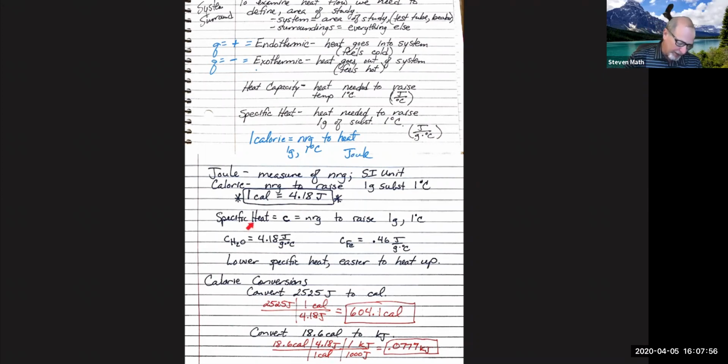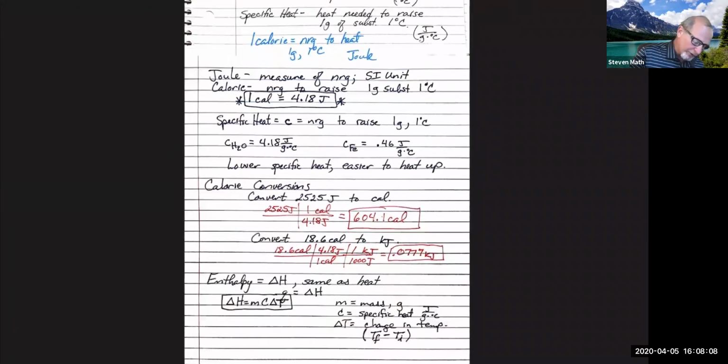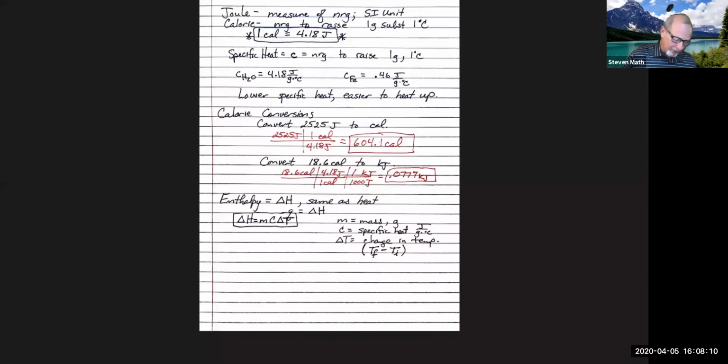So specific heat, uppercase C, is the energy to raise 1 gram 1 degree. Water has a specific heat of 4.18. Iron has a specific heat of 0.45. So what does that mean? It means it's going to take almost 10 times more energy to heat up water than it would for iron. The lower the specific heat, the easier it is to heat up.